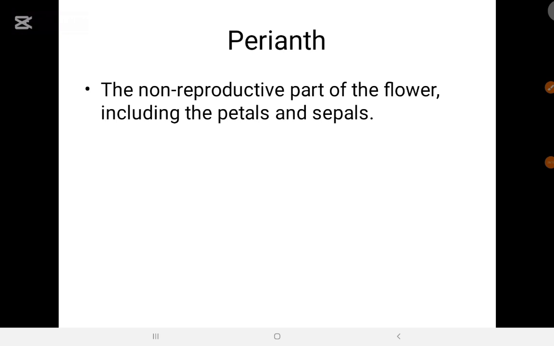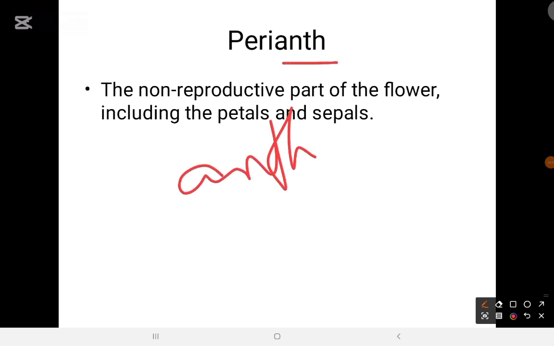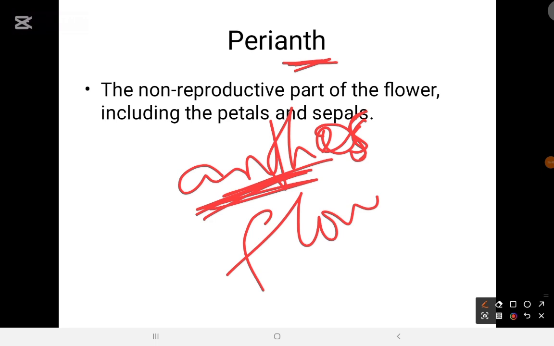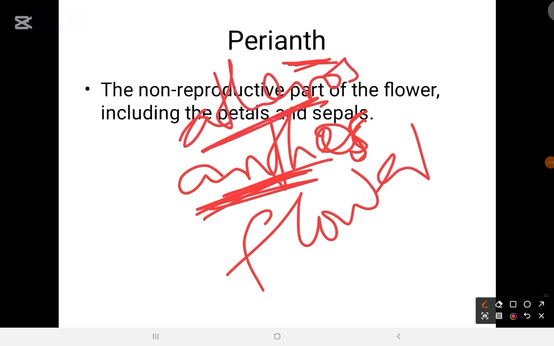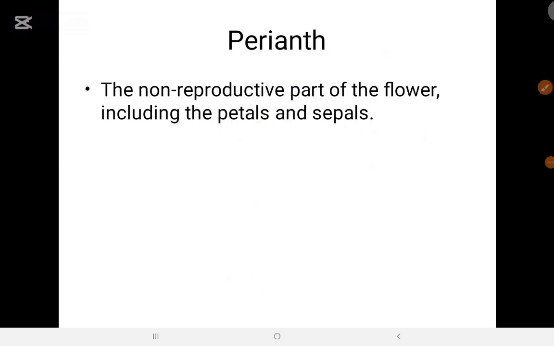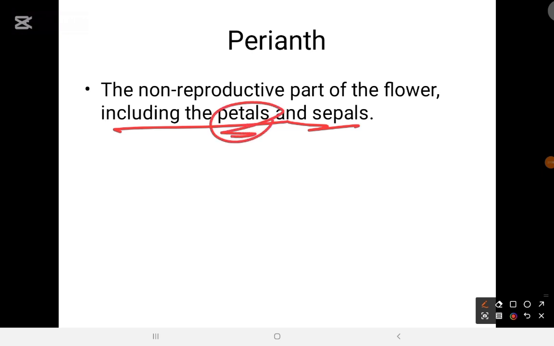And the word anthos too means flower. It's different from antheros. I told you antheros means blooming, like a flower, from which the word anther is derived, but this one is anthos, which means flower. So surrounding a flower, that's just the meaning, literally. It's a non-reproductive part of the flower, including the petals and the sepals. They surround the flower.